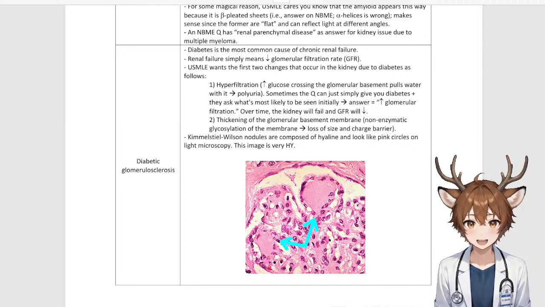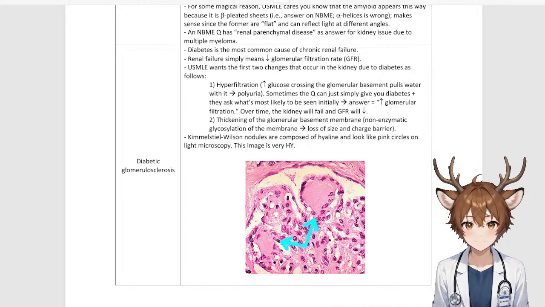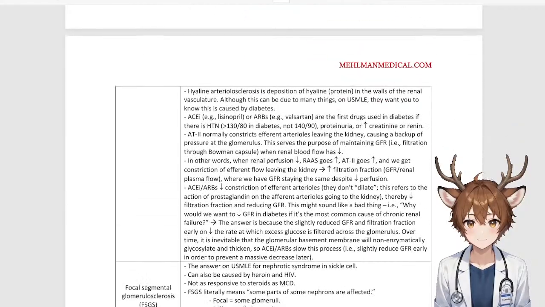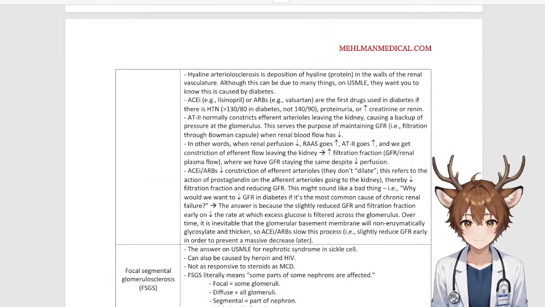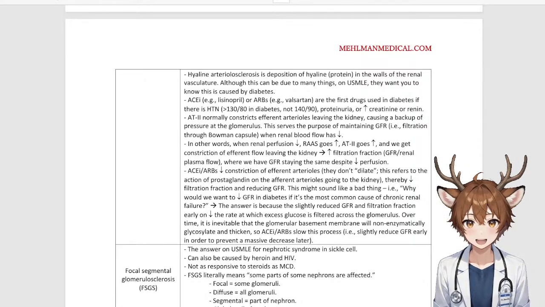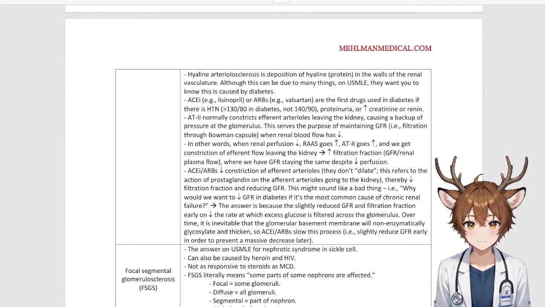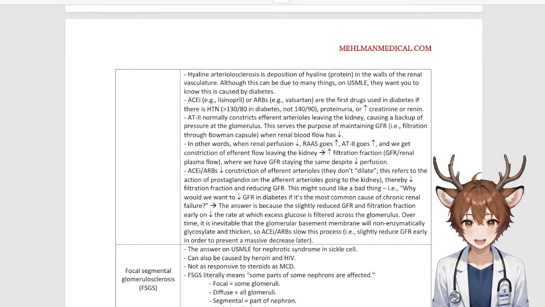Kimmelstiel-Wilson nodules are composed of hyaline and look like pink circles on light microscopy. This image is very high yield. Hyaline arteriosclerosis is deposition of hyaline protein in the walls of the renal vasculature. Although this can be due to many things, on USMLE, they want you to know that this is caused by diabetes.